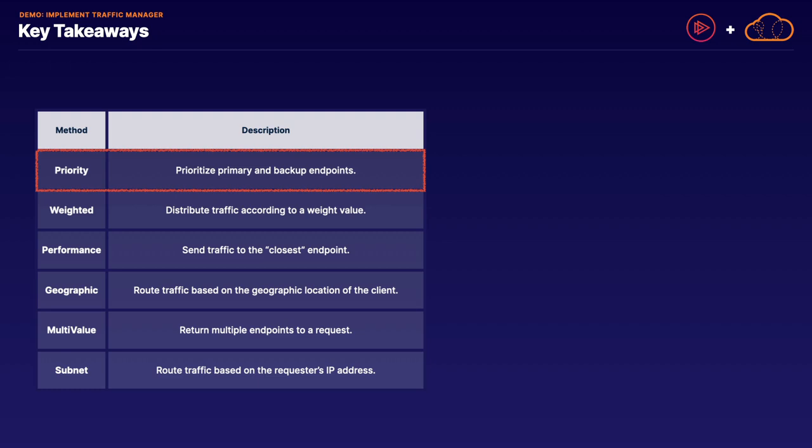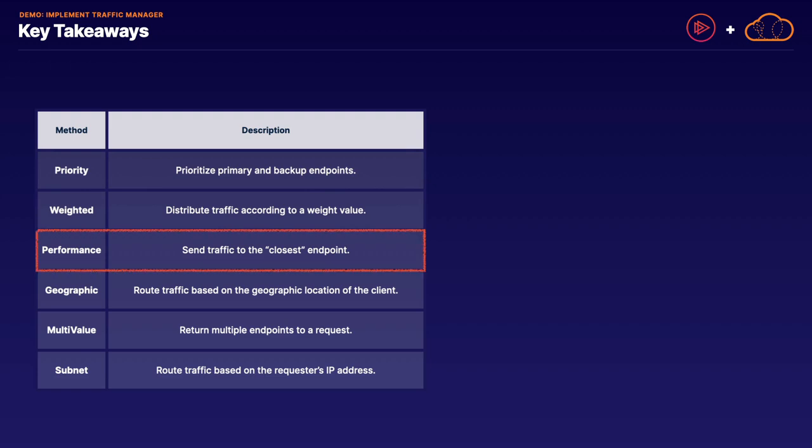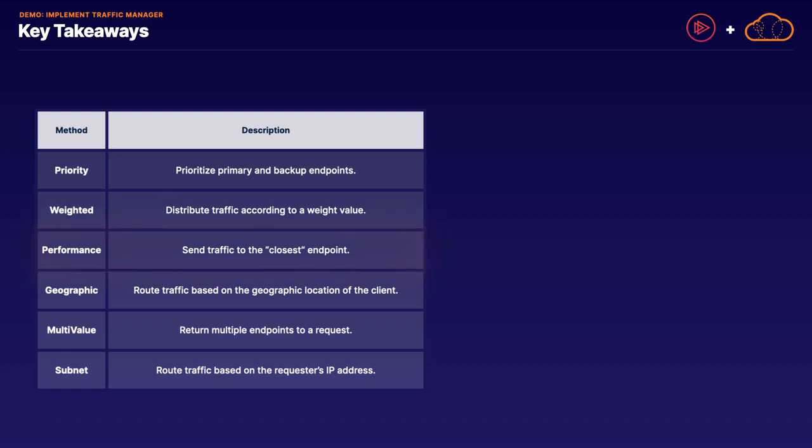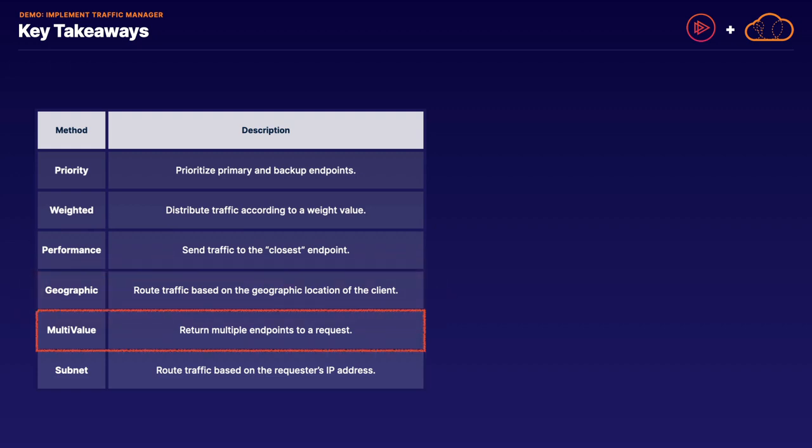We could have used priority, where we could have prioritized one as a primary and one as a backend endpoint. We could have weighted these to distribute traffic according to the weight value that we set. We could have done performance, which is what we actually did in the demonstration, to send traffic to just the closest endpoint that's going to provide the best performance and lowest latency. We could use geographic to route traffic based on geographic location of the client. We could have used multi-value to return both endpoints to the request, and it would have just picked one.